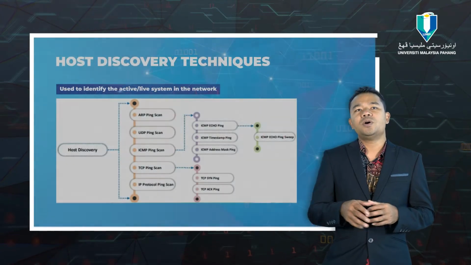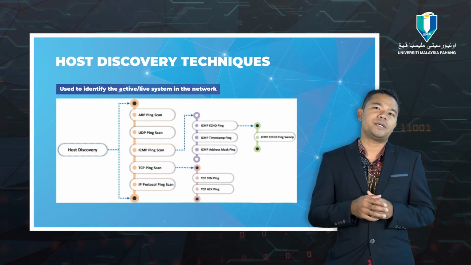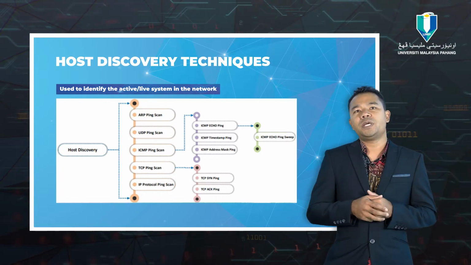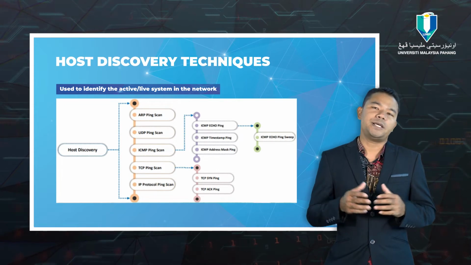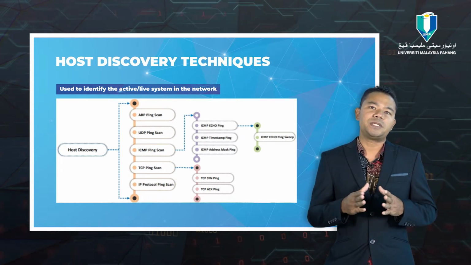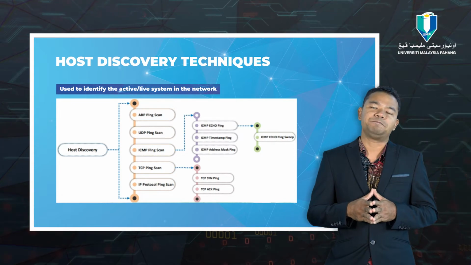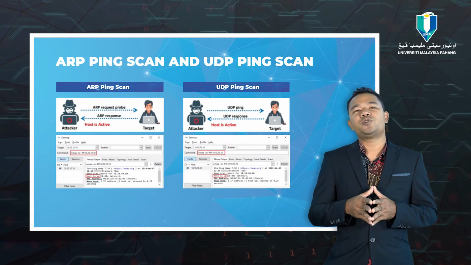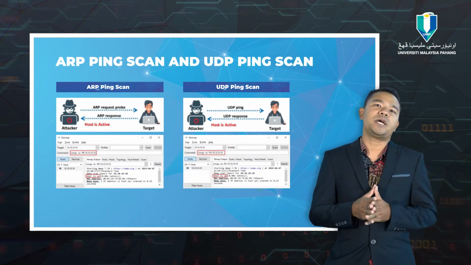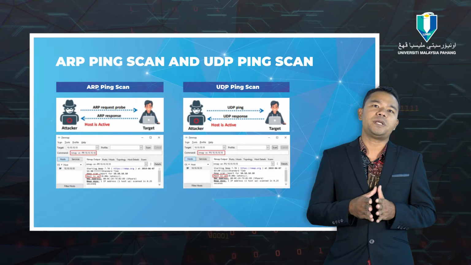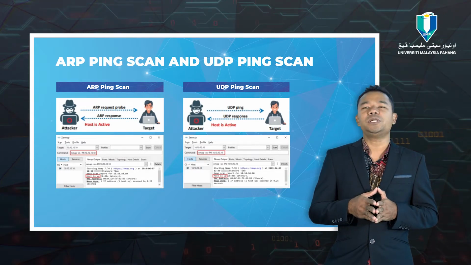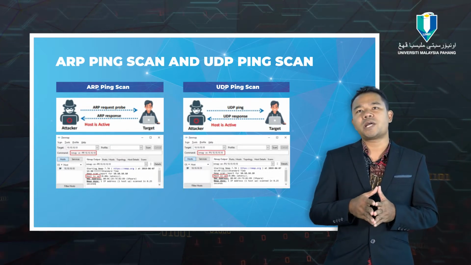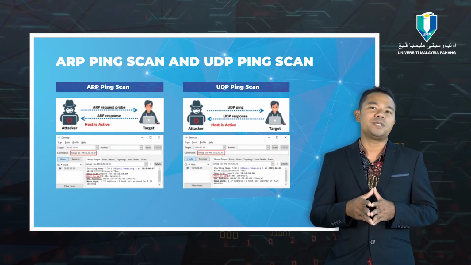Host discovery technique. Host discovery techniques are used to identify the active or live systems in the network. For host discovery, we can use ARP ping scan, UDP ping scan, ICMP ping scan, TCP ping scan, and IP protocol ping scan. ARP ping scan and UDP ping scan: as you can see, the figure shows how the attacker sends a probe request to the target and the target responds to the ARP. Similar to this, in UDP ping scan, the attacker sends a UDP packet to the target host and a UDP response indicates that the host is active.